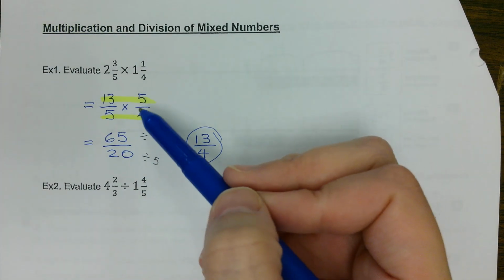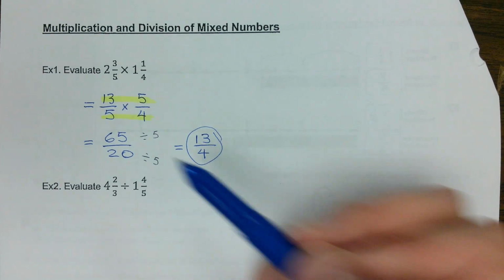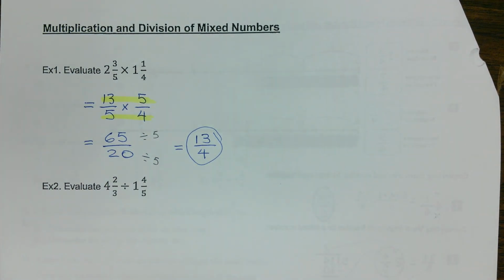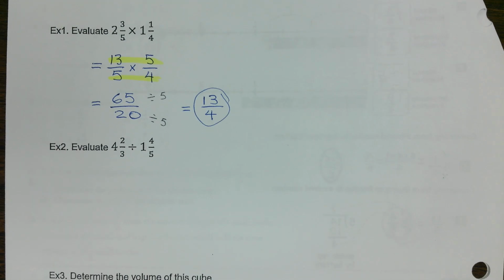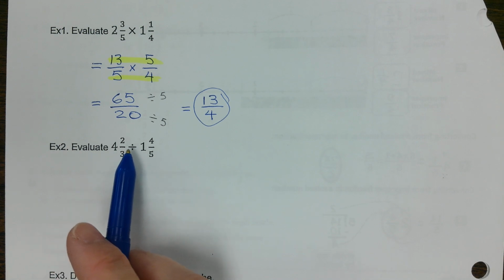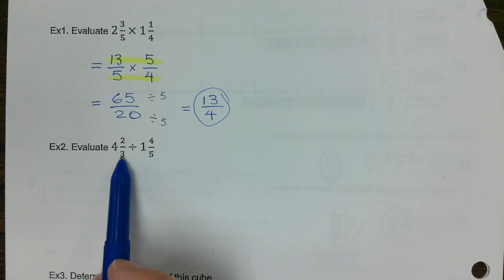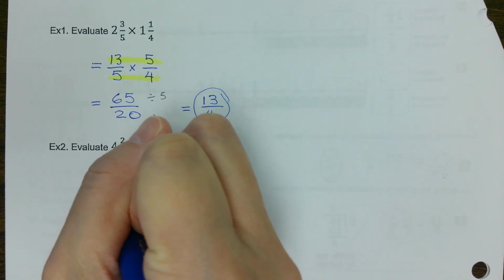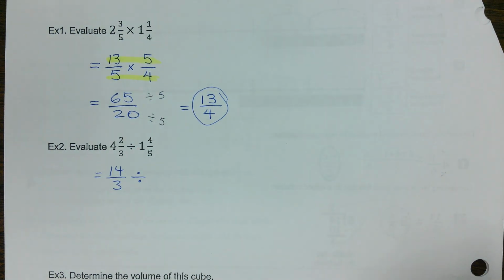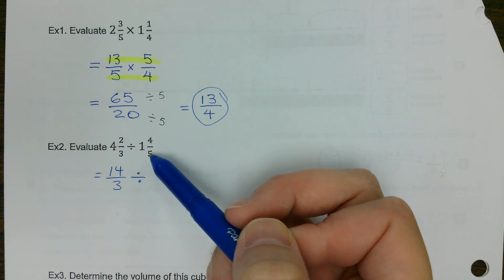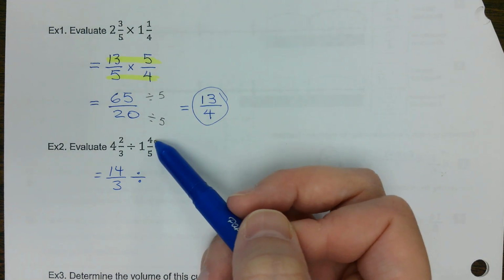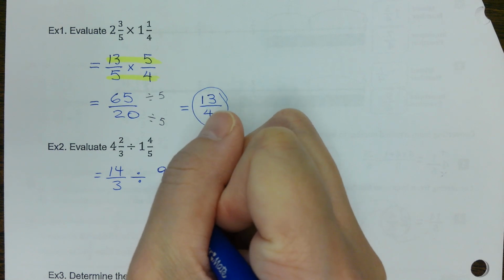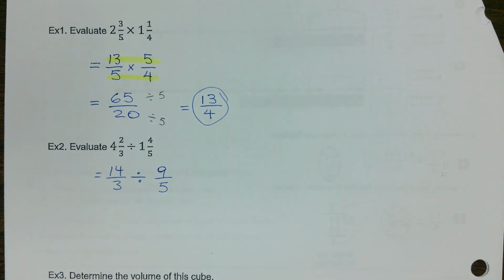Okay, so again, it doesn't matter if you cross out the 5s here and then write your answer or reduce afterwards. As long as you reduce somewhere, you'll get the same answer. Okay, let's try this one. This one is a dividing. So 3 times 4 is 12. 12 plus 2, you get 14. So 14 over 3 divided by 5 times 1 is 5. Plus 4, you get 9. So I get 14 over 3 divided by 9 over 5.